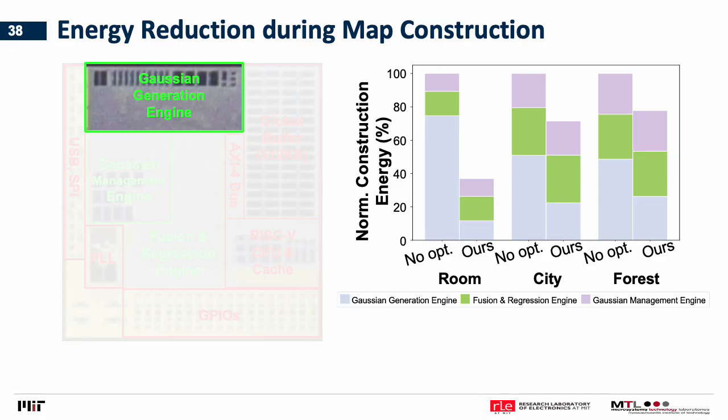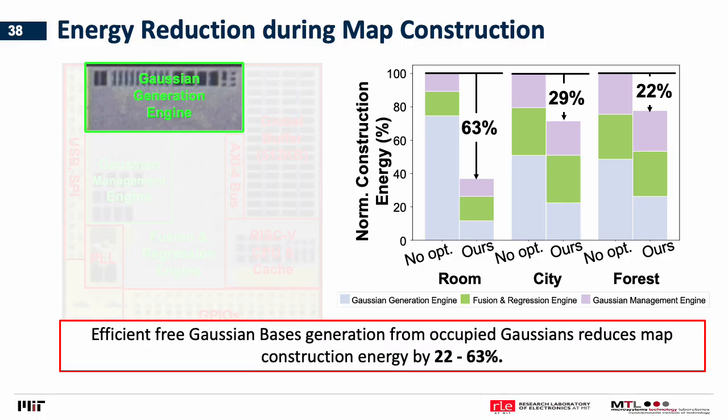Now to construction energy. We mainly reduce energy from the Gaussian generation engine, shown on the left. On the right, we can see the construction energy is reduced by 22 to 63% thanks to efficient free Gaussian basis generation from occupied Gaussians. The savings are environment dependent. The savings are larger if 1 Gaussian corresponds to more wedges in the original algorithm.